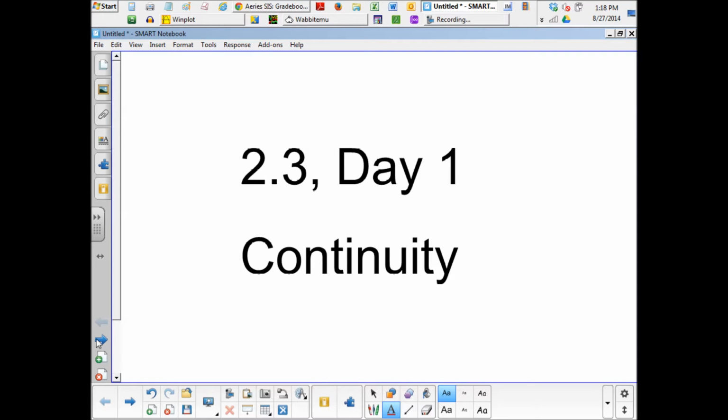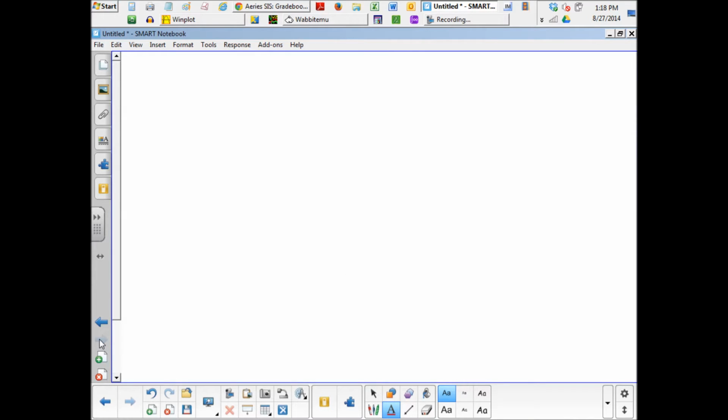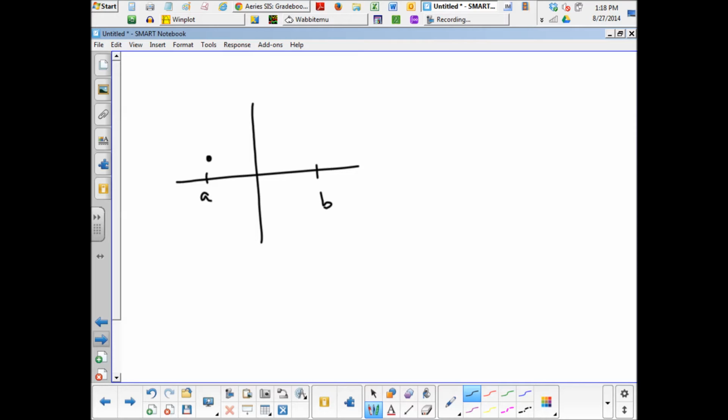Okay, so let's talk about continuity. So continuity, you already know what that word means. It really just means that the graph can be drawn without lifting your pen, right? So if you were to look at just a graph like this one, let's say it starts at A and it goes to B. This graph is what we call continuous. Why is it continuous? Because you never had to lift your pen to draw it, right? You're going to go all the way from A to B without even lifting your pen off the paper.